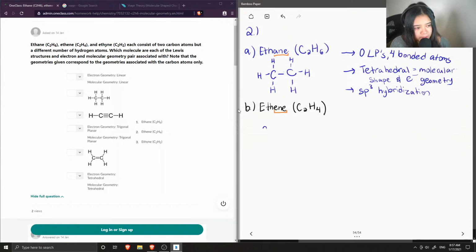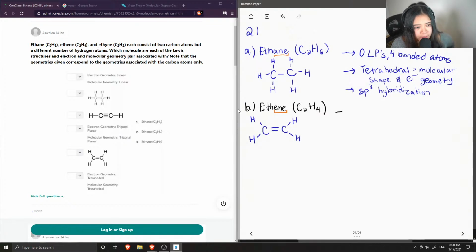So we can say that its Lewis structure contains the carbon double bonded with the other carbon, and then we just fill in the remaining bonds with hydrogens. So now we have the structure for ethene. So again, let's look at the number of lone pairs and the bonded atoms.